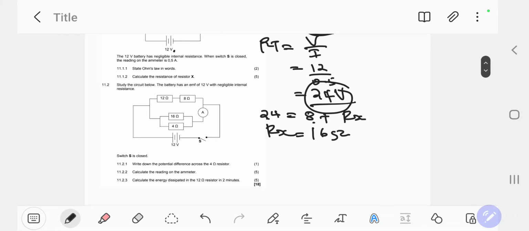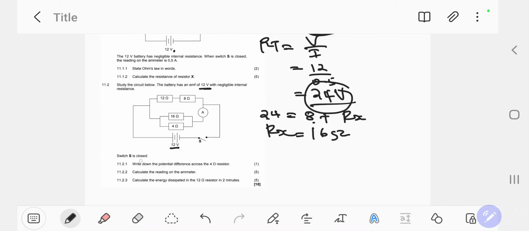Let's go to 11.2. It seems like it's going to be a lot of calculation. Study the circuit below. The battery has an EMF of 12 V with negligible internal resistance. It means the effect of that internal resistance is basically insignificant in this case.